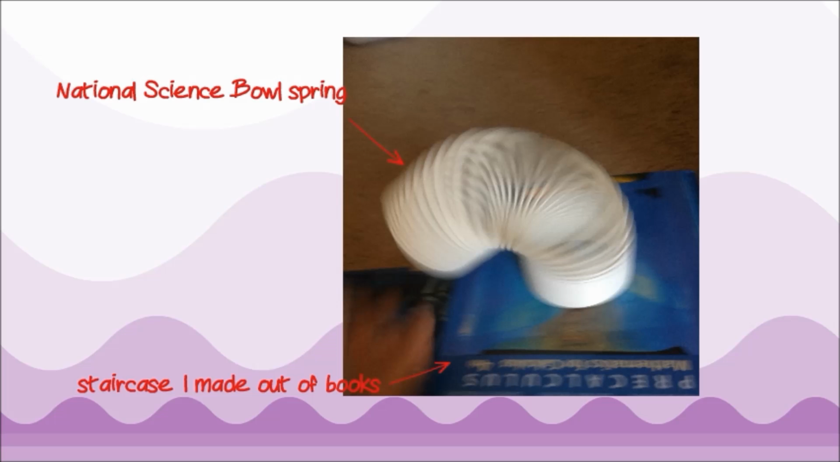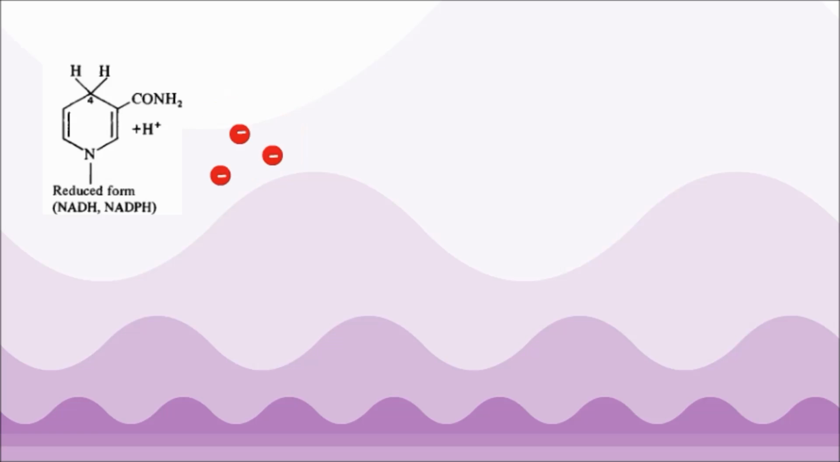Remember putting a spring on top of the stairs when you were a kid? Remember watching in delight as it walked down the steps? The ETC is kind of like that, except there are a lot of springs. Remember our friend NADH, the cellular delivery man? Well, he's got a package. It's some high-energy electrons. These will serve as the spring in our spring and stair analogy.